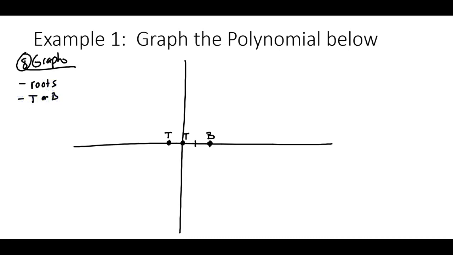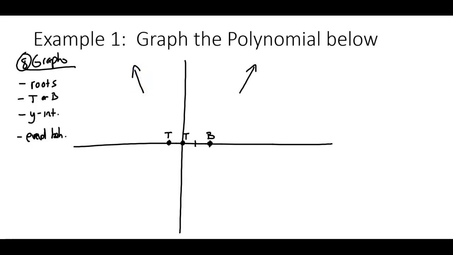Determine if it's through or bounce. Do your y-intercept. And then our last step is going to be to put the end behavior on there. And what did we say happens at the end? At the ends, it goes up on the right and down on the left. So I'm going to put an arrow going up on the right and an arrow going up on the left.